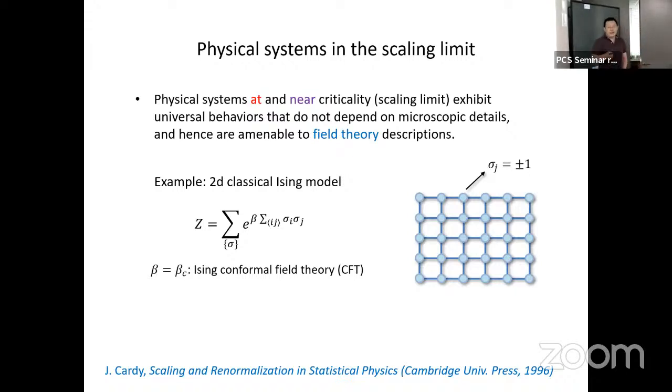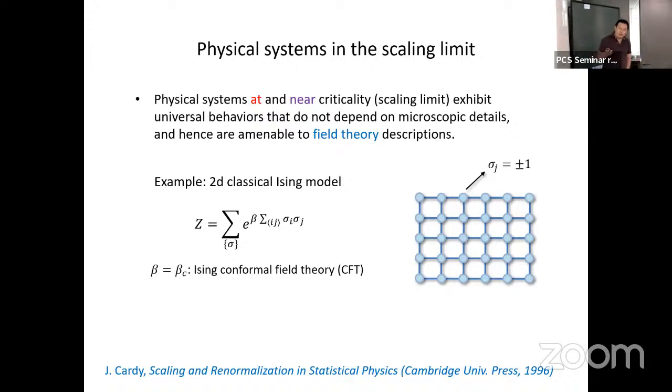This model, of course, has a long history. In the 1940s, Onsager solved this model exactly, and Yang calculated the spontaneous magnetization. Many important physicists have contributed to this development, and not too long ago, roughly 10 years ago, the conformal symmetry, the conformal field theory, was rigorously proved by Smirnov, and because of this work, he was awarded the Fields Medal in mathematics.